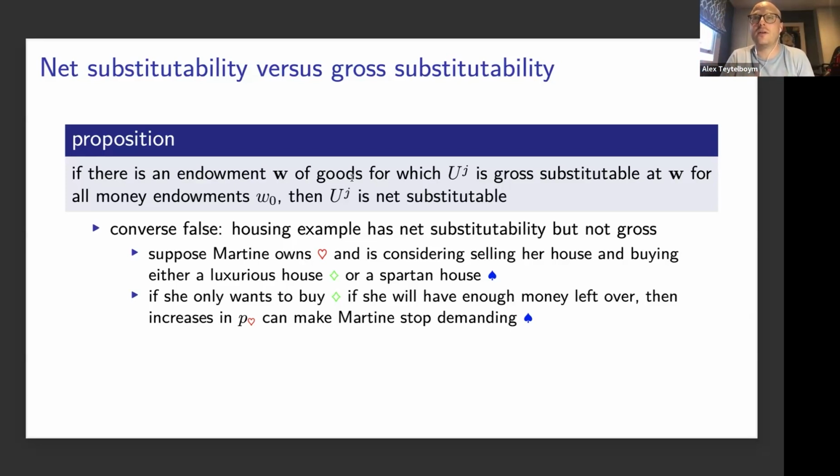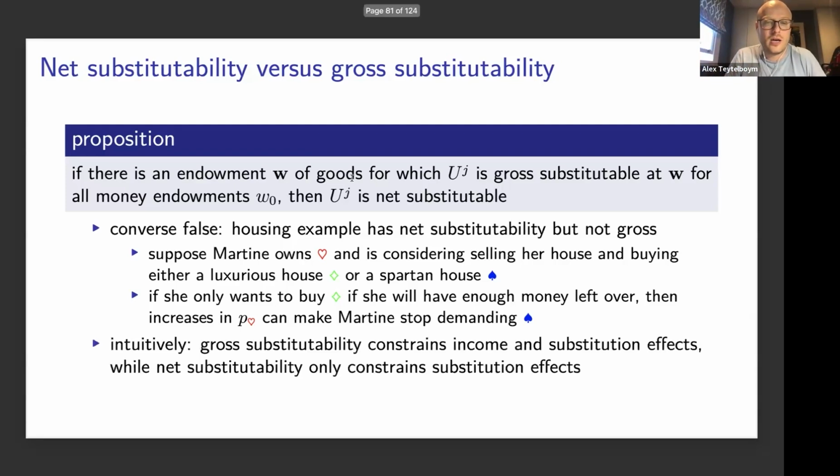So now here, note, the price of a good has gone up, and rather than switching to another good, Martine actually stops demanding the Spartan house. Okay. So in this case, her preferences do not satisfy gross substitutes because she stops demanding the bad house when the price of her own house goes up.